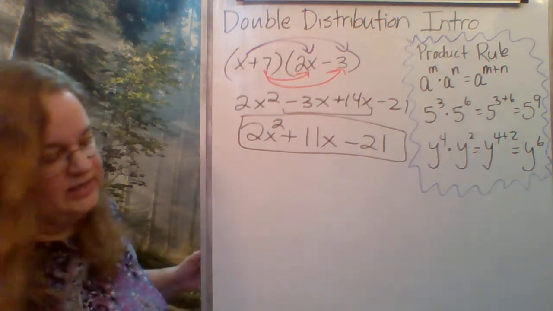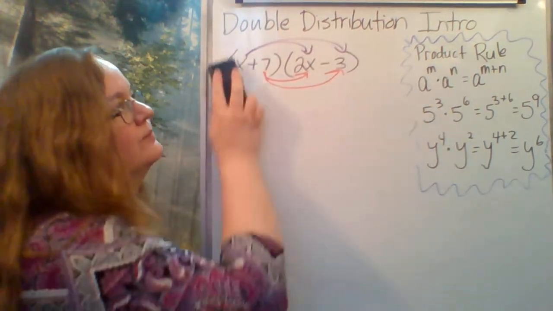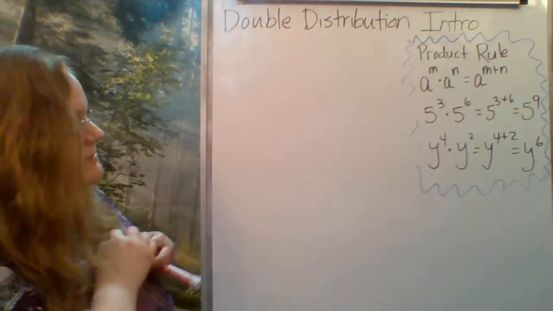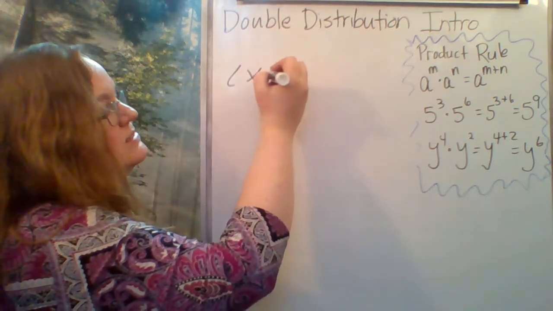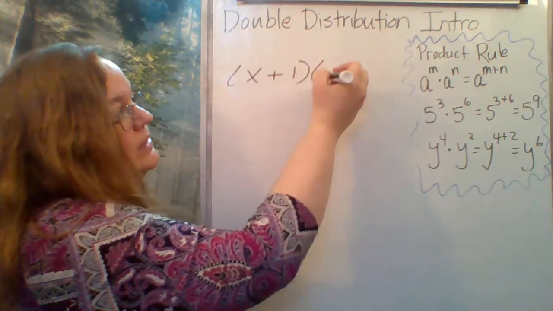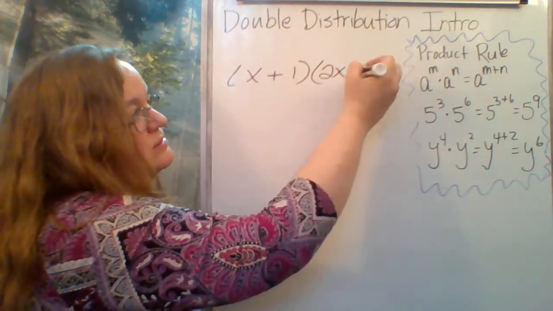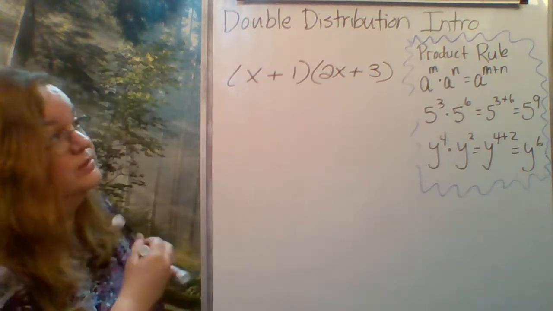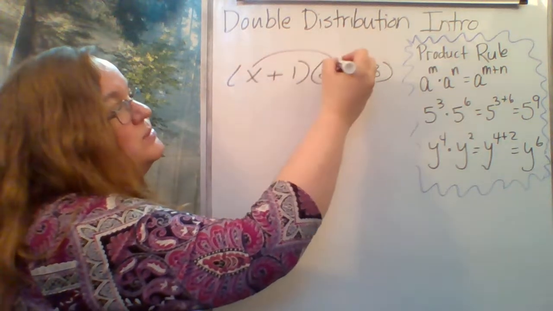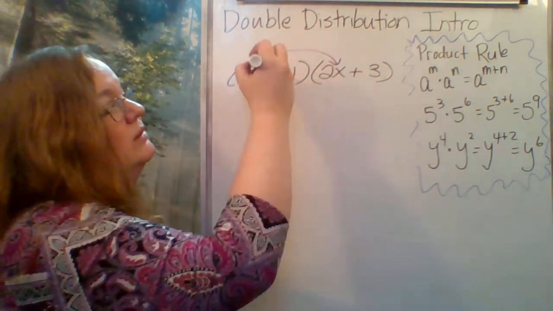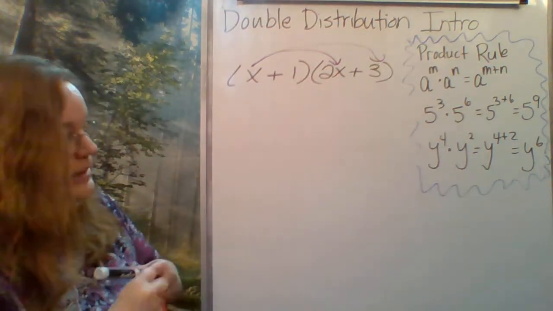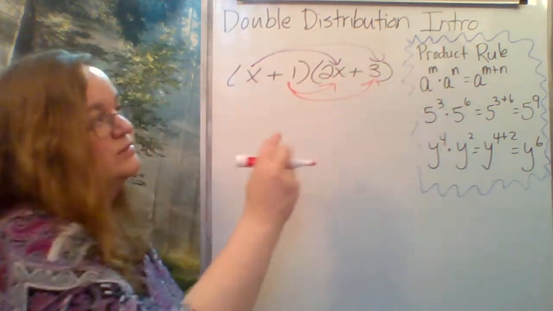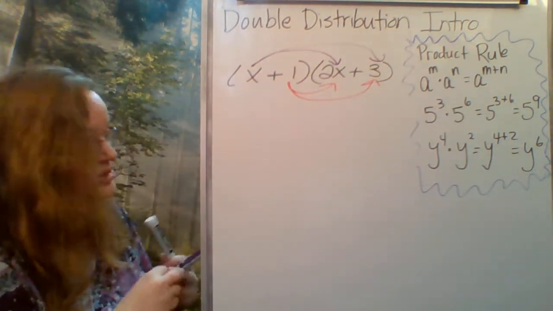Okay, so let's take a look at another example. Oops, wrong one. Let's say I had x plus 1 and 2x plus 3. So what am I going to do? I'm going to double distribute. So that means I'm going to take this x and I'm going to multiply it by the first term here and by the second term. And I'm also going to take this 1 times the first term and the second term, because remember, terms are separated by addition and subtraction signs.